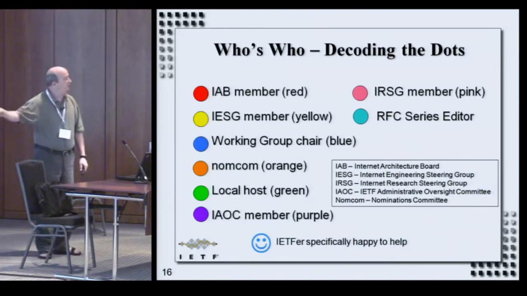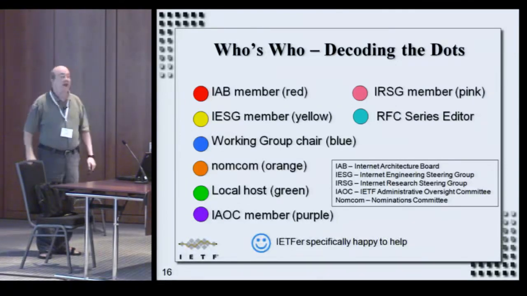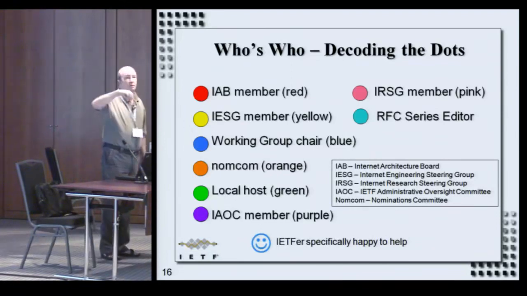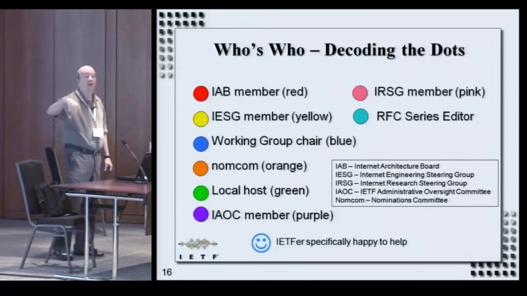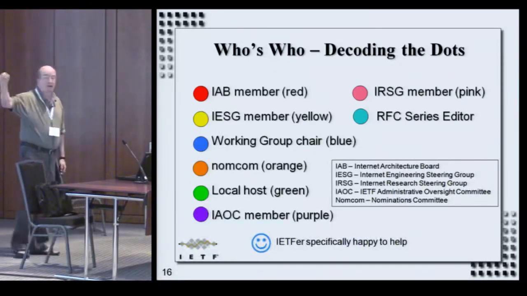Does that look yellow to you for the local host? Okay. In any event, the green dot is for the people who are here, who work with the secretariat to make sure that this meeting comes off and comes off well. They're the ones who are working with the networking staff. Thank them. They're the reason that you can actually get good internet here.